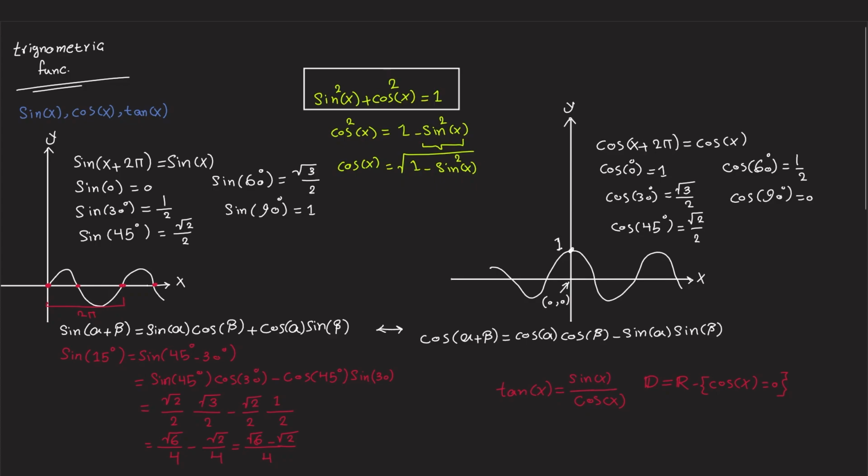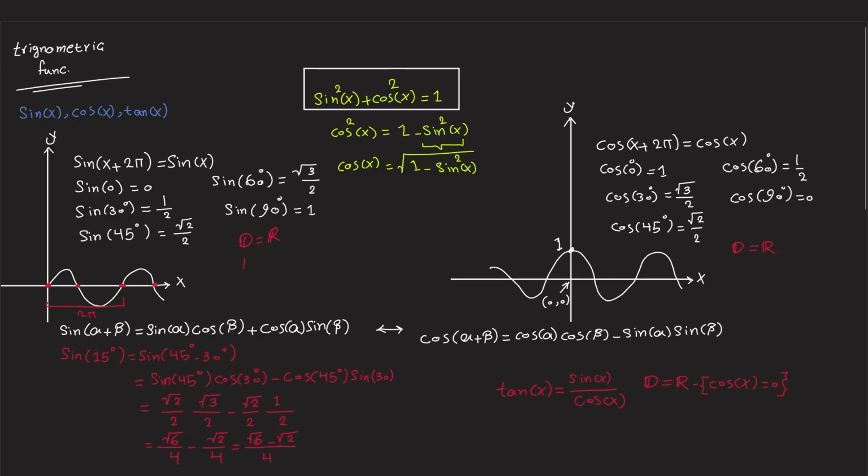And while we're talking about the domain for the function tan, let's talk about the domain for the function sine. It's R, the set of all real numbers. There aren't any constraints when it comes to the input to the sine function. Similarly, the cosine function has a domain of R. The domain for the sine function is equal to R, and the domain for the cosine function is equal to R.